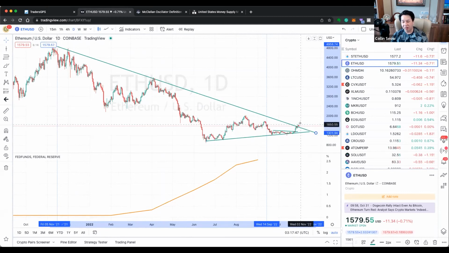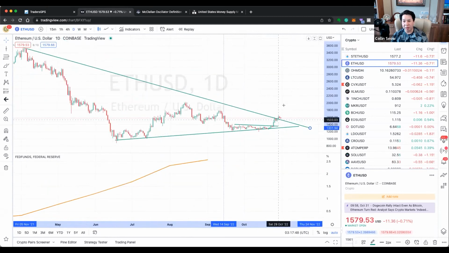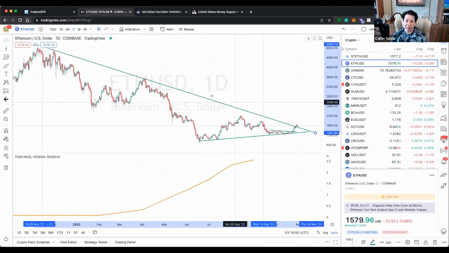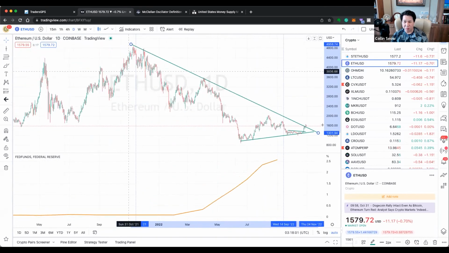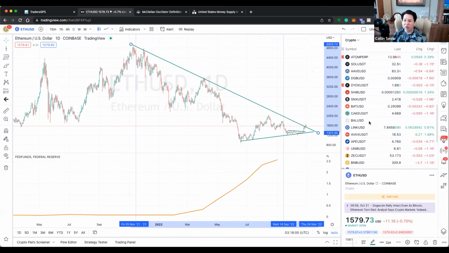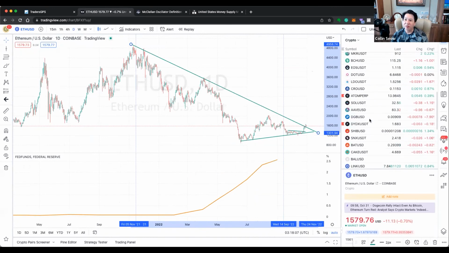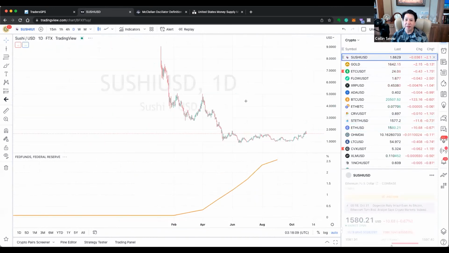And see, some of the crypto already break the downtrend line. Okay, it is not very confirmed yet. I wish we got more candles up for confirmation, but you can see that. If not the strongest, we have Sushi.